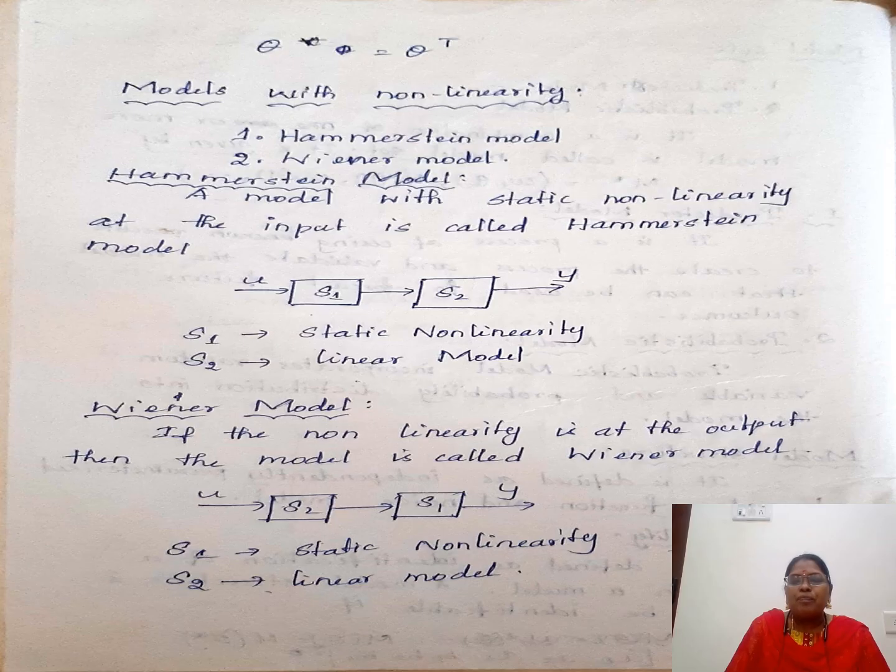In the Wiener model, it is just the reverse of the previous case, the Hammerstein model. First you have the linear model S1, and then S2 is your static nonlinearity. So in the Hammerstein model the nonlinearity comes first, and here in the Wiener model the nonlinearity comes second. That we call the Wiener model.